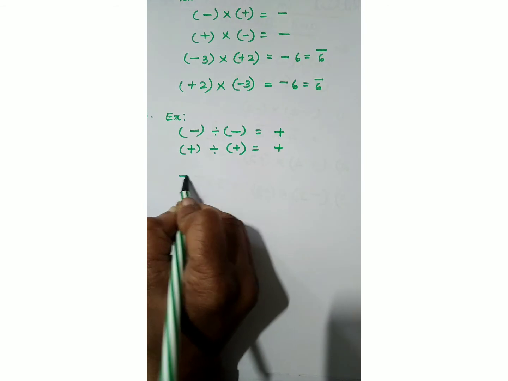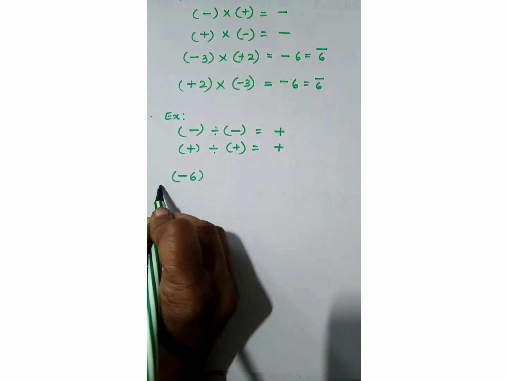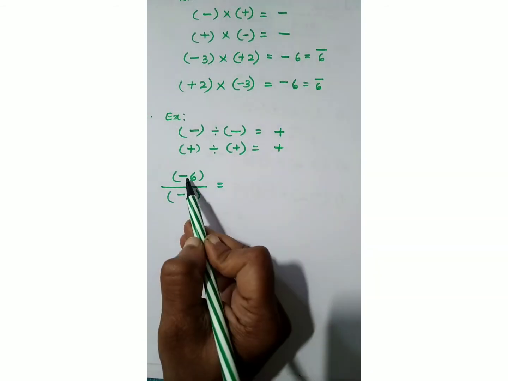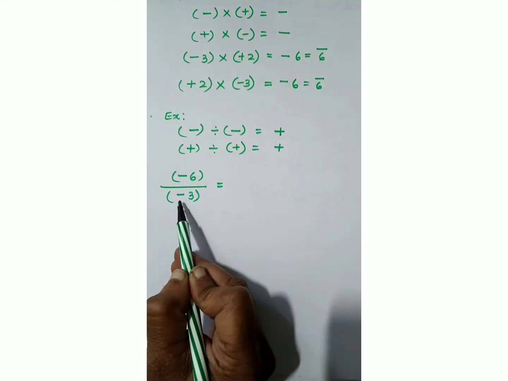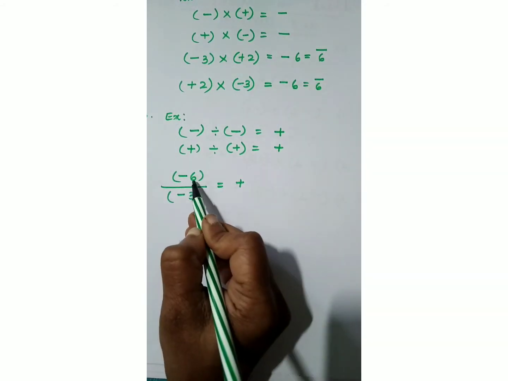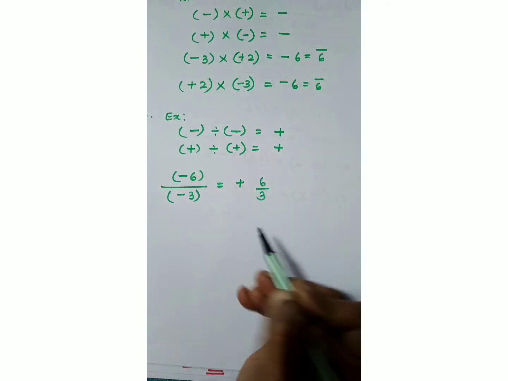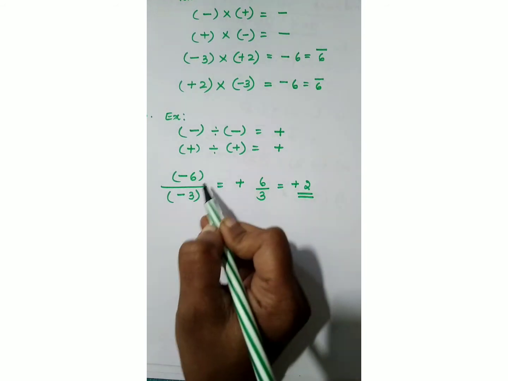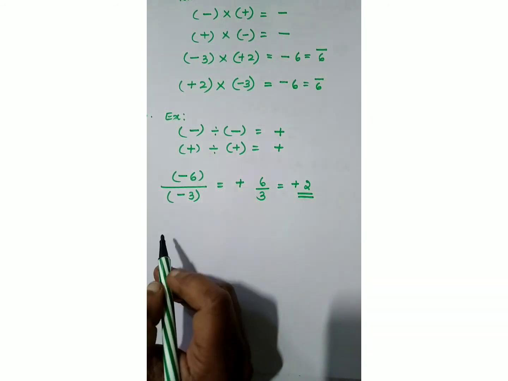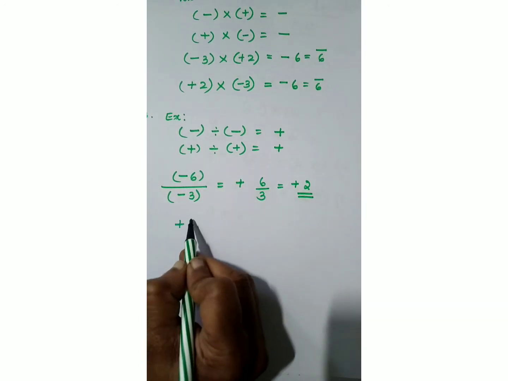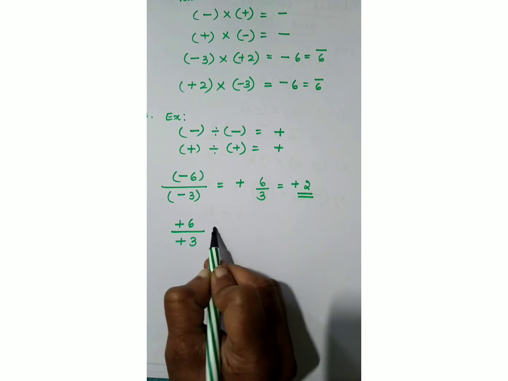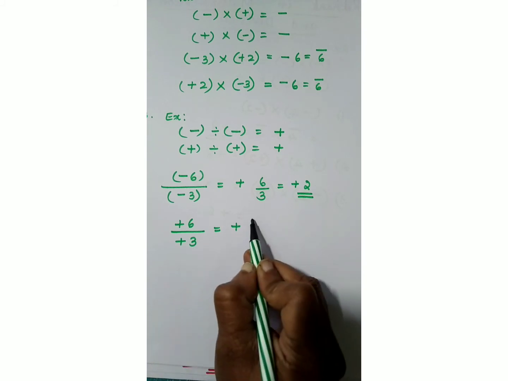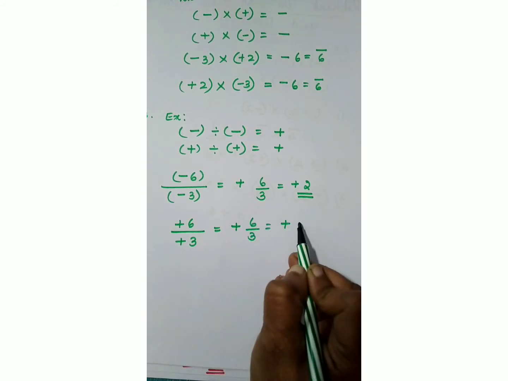Now here, bar 6 divided by bar 3 is equal to, first divide the symbol, negative divided by negative is equal to positive. Now 6 divided by 3 is 2, so the result is plus 2. Similarly, even in positive symbol, plus 6 divided by plus 3 is equal to, plus divided by plus is plus, 6 divided by 3 is 2. The result is plus 2.